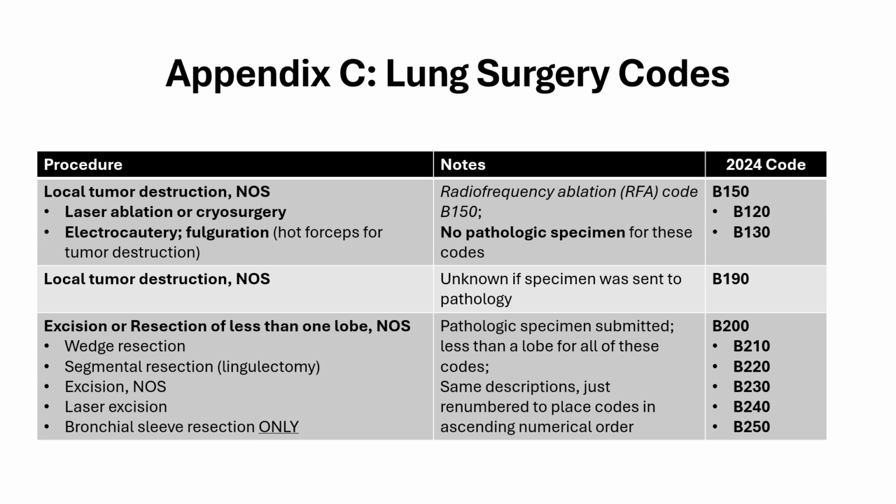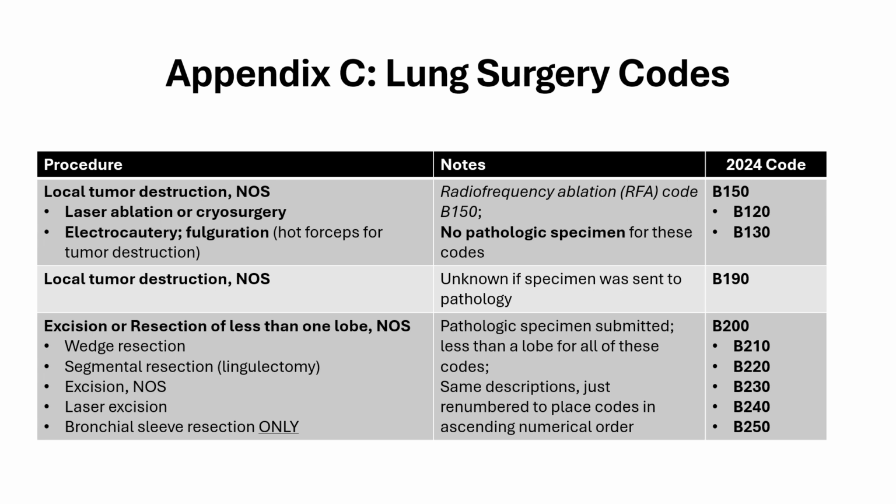So this could be a laser ablation or cryosurgery, that's code B20. If it's electrocautery or fulguration or hot forceps, that's B130. If a radio frequency ablation is performed, RFA, use code B150, local tumor destruction NOS. Now we have another local tumor destruction NOS procedure, but a different code. That's B190. We use B190 when we don't know if a specimen was sent to pathology.